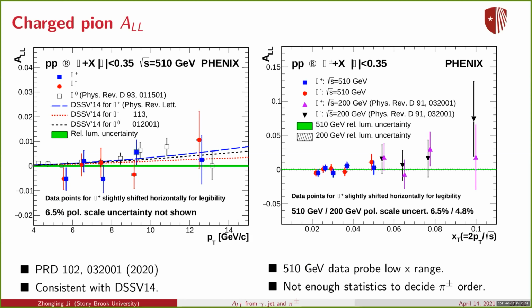We can see it's consistent with the DSSV14 calculations. The right is the same measurement showing the XT at the horizontal axis. We can see the 510 data probe lower X range, and the 200 GeV data probe high X range. There is not enough statistics to separate pi plus and pi minus to decide which one is larger, which one is smaller, and decide their order. We need more statistics.